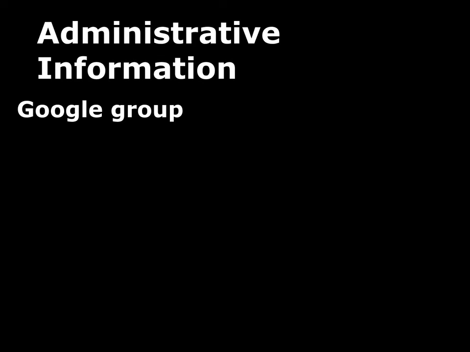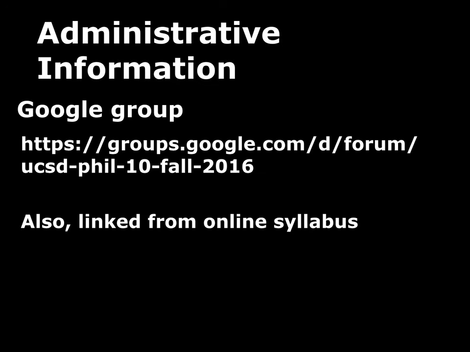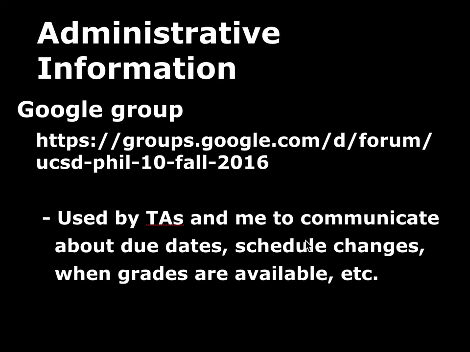Okay, next up, the Google group. There is a Google group for this course. This is the URL for the group, fall 2016. Now that's going to change every quarter. So obviously, if you're watching this in a different quarter from fall 2016, don't go to this particular URL. Go to the online syllabus, and there will be a link to the current Google group. So that's how you should get to that.